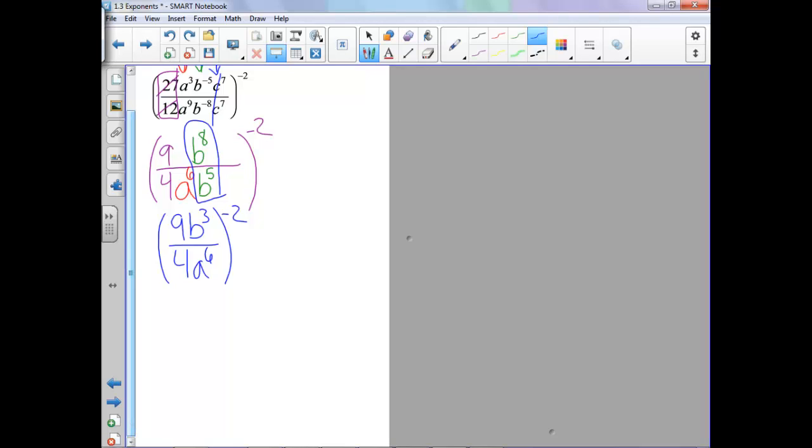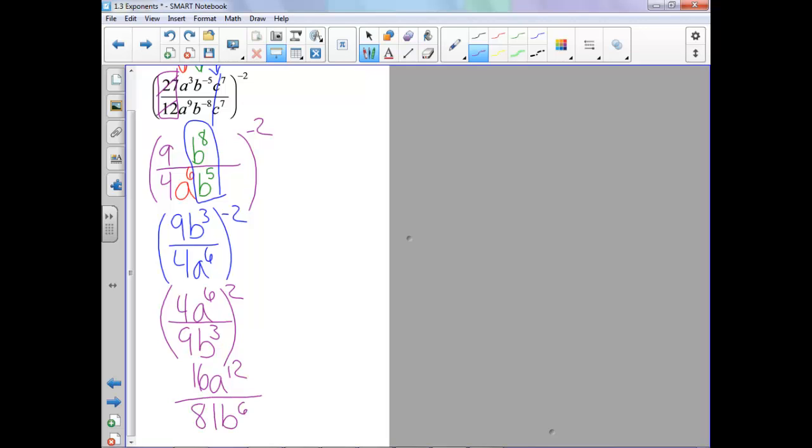Alright, so once again, this negative means we're going to flip our fraction. So we'll have 4a to the 6th over 9b cubed. Now it's just to the positive 2 because we took care of our negative. And now everything just gets squared. So I'll have 16a to the 12th over 81b to the 6th. So it's not too bad if we just take it piece by piece.